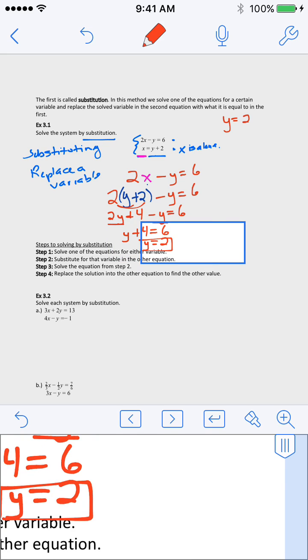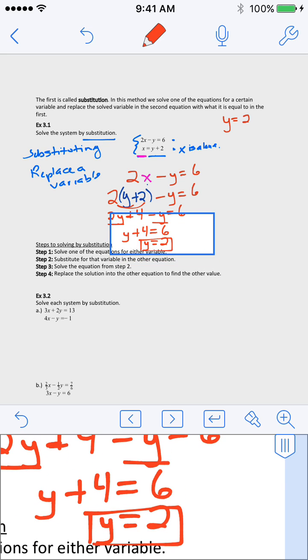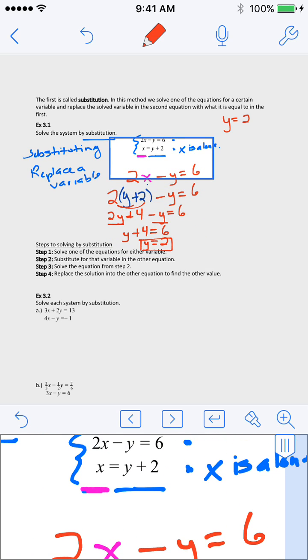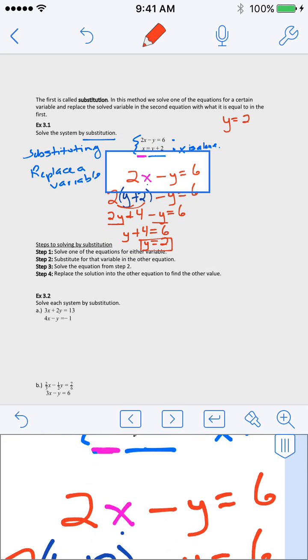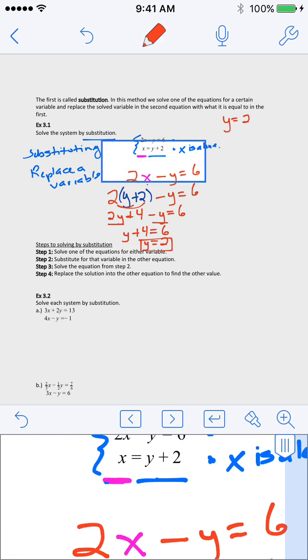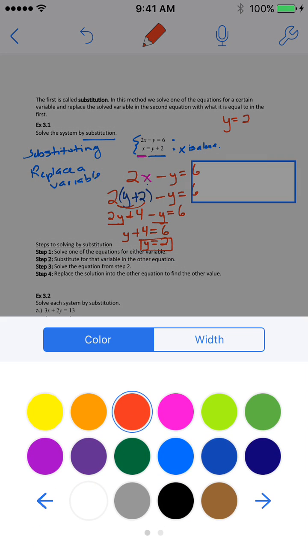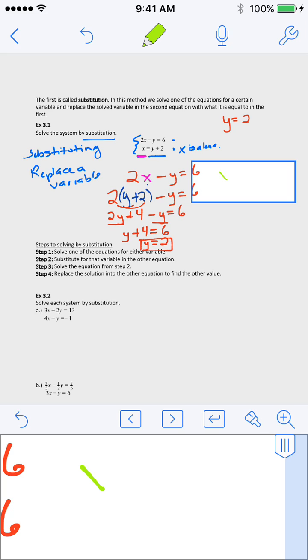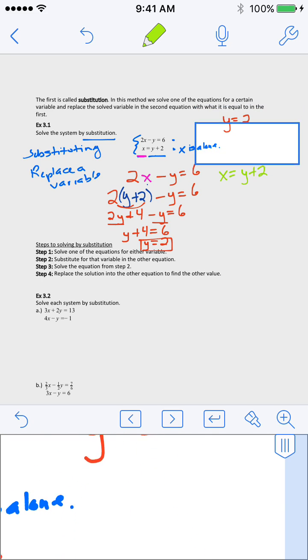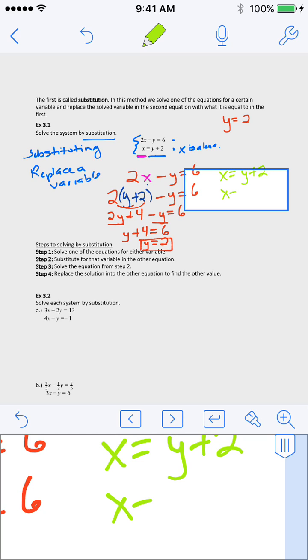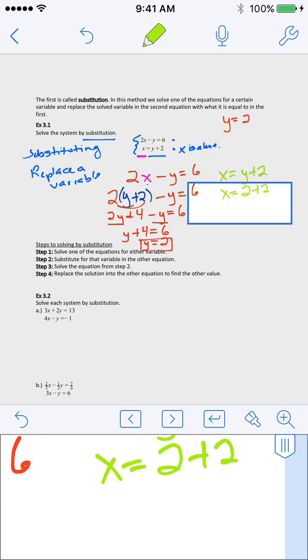First I solved for y, now I'm going to go back and solve for x. You might be thinking, oh my gosh, there are so many parts to this problem, it's going to take forever. Luckily, the second part is really easy, because I know that x is y plus 2. If x is equal to y plus 2, and I just found out that y is 2, then x is equal to 2 plus 2, and so x is equal to 4.